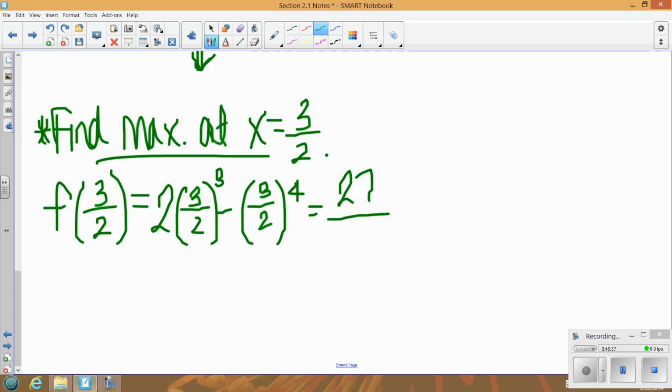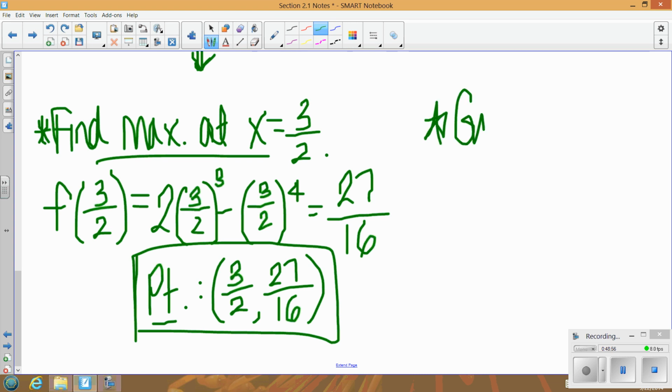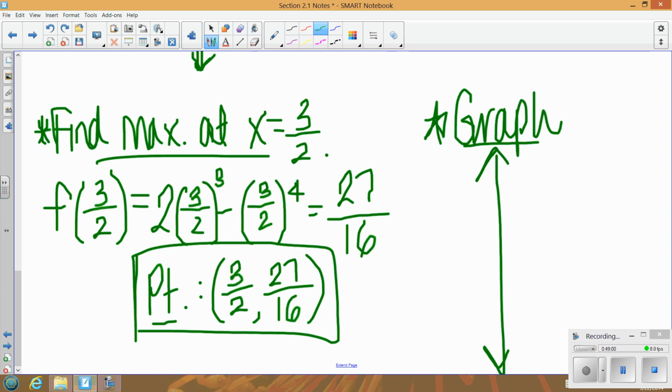and you get 27/16, which means my point is going to be (3/2, 27/16). That's going to be my relative max. So when I go to graph this, you want to basically start with that point, with your maximum point.